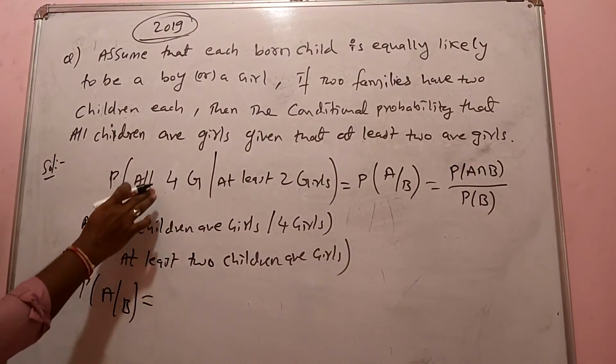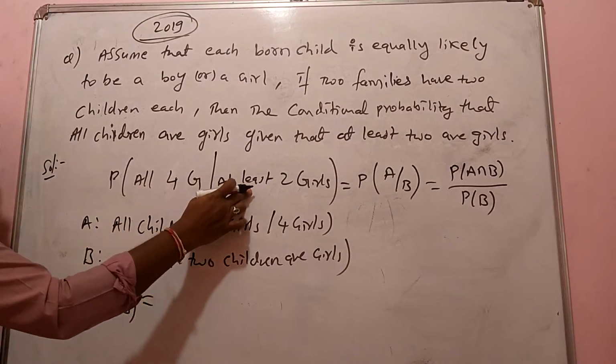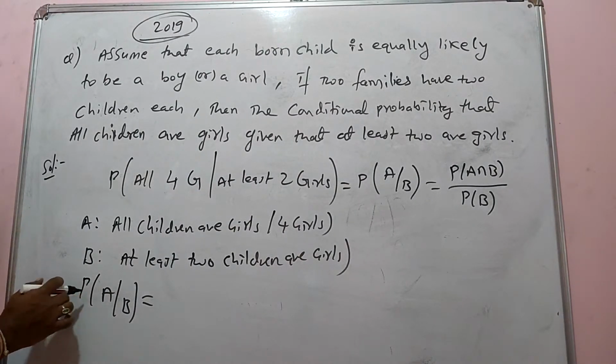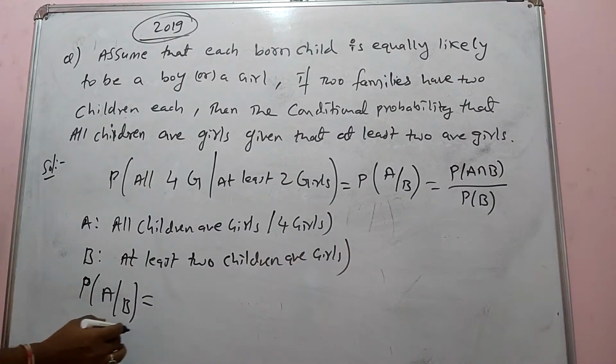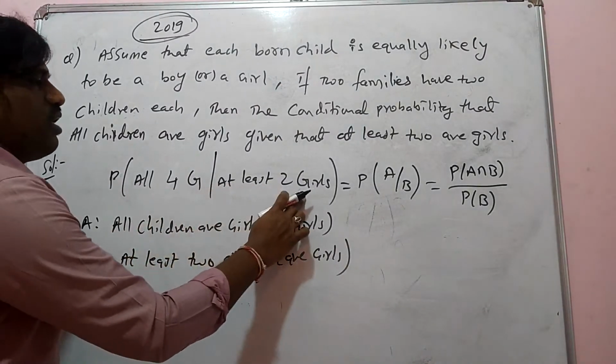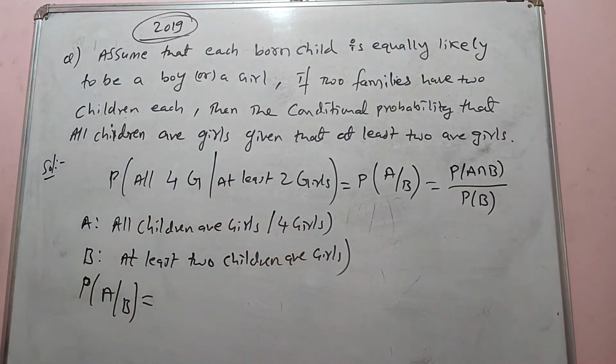Means you need 4 girls, and at least 2 girls are already selected. So probability of A given B is probability of A intersection B upon probability of B. Now the intersection of 4 girls with at least 2 girls.